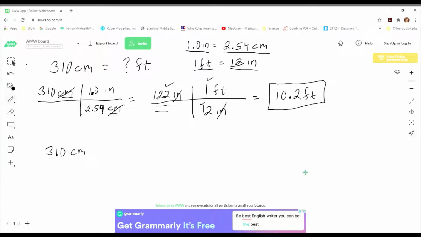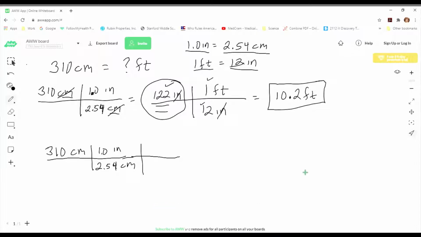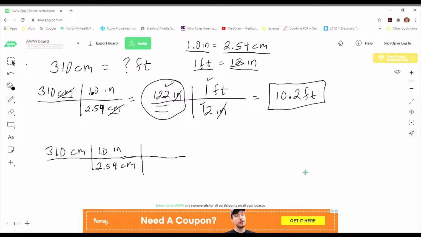So I have 310 centimeters here, and I was going to put the 1.0 inches on top here, 2.54 centimeters on the bottom, right? So we're going to do just as we did here, except that instead of getting this intermediate calculation, what we're going to do is continue this. Let me go ahead and get rid of that. We're going to continue that line, put another little bar right there, and put our second conversion factor right here.